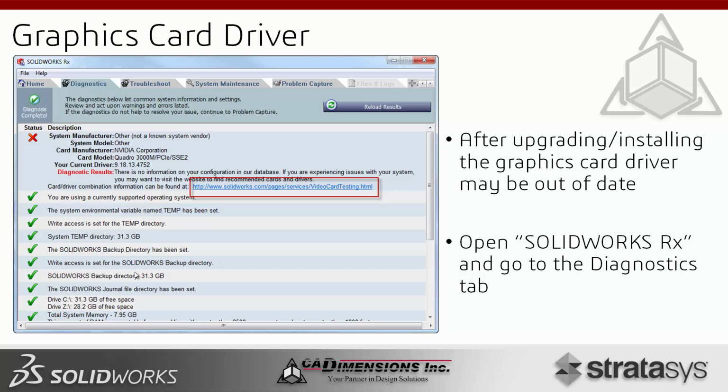So to open up SOLIDWORKS RX, you can just go into the start menu of your computer and search SOLIDWORKS RX, and you can open this up. If you go into the diagnostics tab, there will be a link and it'll tell you where you can go to get the graphics card driver by putting in the graphics information that you see here. Sometimes you will see that there is a button that says download latest driver. In my case, it was not there, so I just have the screenshot of the link.